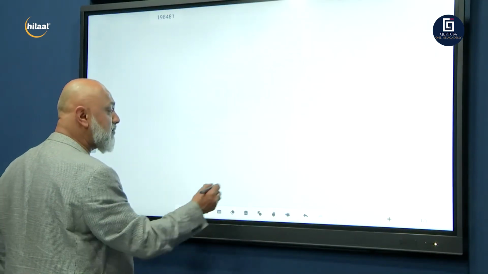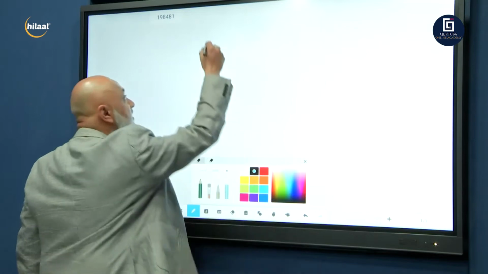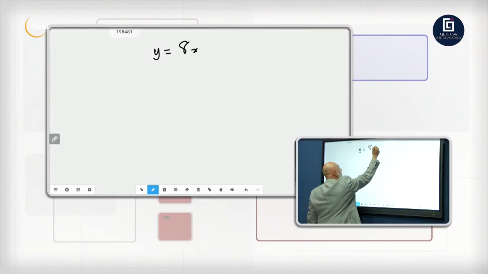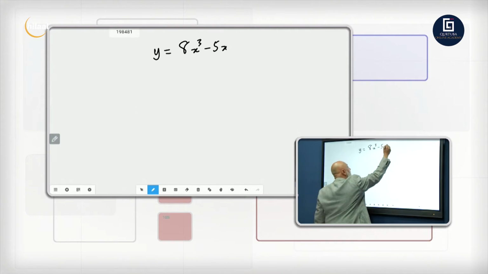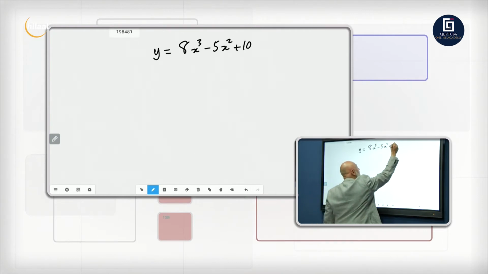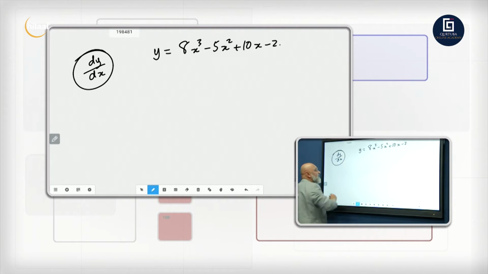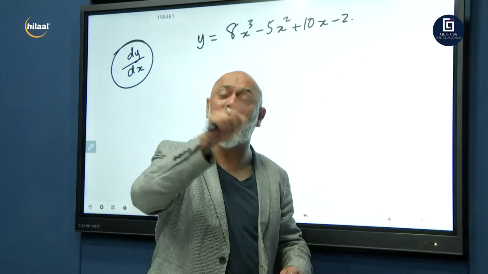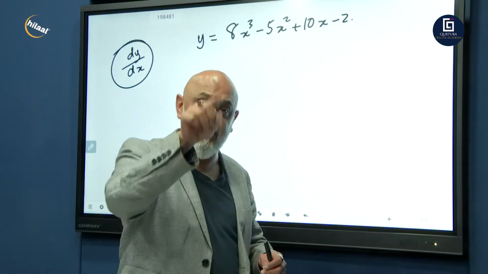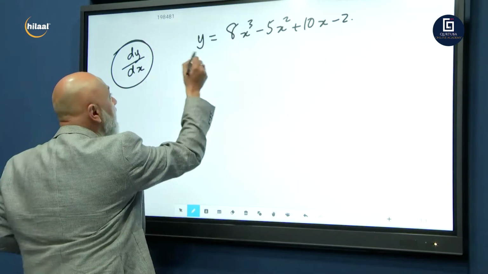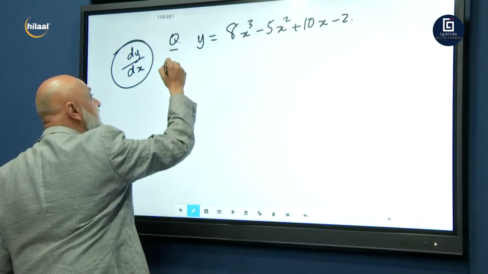Right, here's another example of derivative. So let's give it to you in terms of y. y is equal to 8x cubed minus 5x squared plus 10x minus 2. You want to find the derivative. So you say dy over dx. If it was f, you say f dash x. If it was g, you say g dash or g prime, whatever your teachers call it. So we're going to find the derivative. That's the question. Here's your answer.